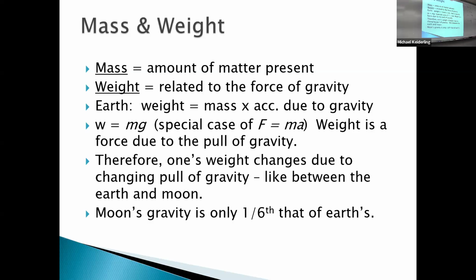Or say if you went to Mars, your weight on Mars would be less. I can't remember how much weaker gravity is on Mars. I think it's like a third, but I could be remembering wrong. Oh no, it's like 30% weaker, so it would be like 70% of it. Well, the moon is like a sixth of the gravity. So your weight will change with the changing pull of gravity, like between Earth and the moon.